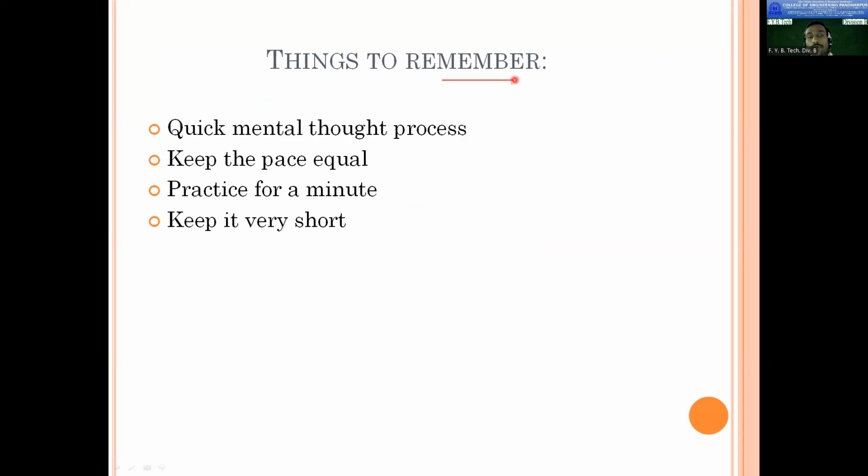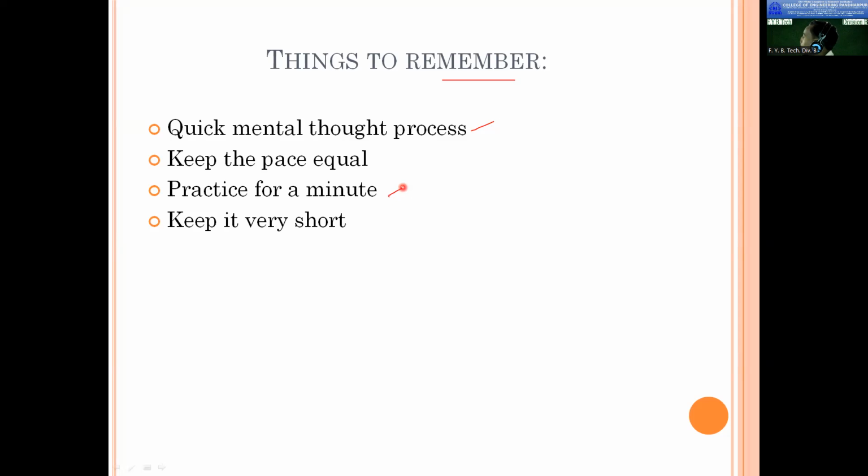Things to remember: quick mental thought process. Immediately start thinking based on the topic given to you. Start your thinking process. Keep the pace equal. What is equal pace? Whatever speech or thought or knowledge you express, it shouldn't be that in the beginning you are very excited and speedy, but in the middle you finish everything and don't have thoughts to talk about, and at the end you could not complete it. So keep the pace equal. From the beginning to the closing, you speak normally, slowly, and with understanding of the words.